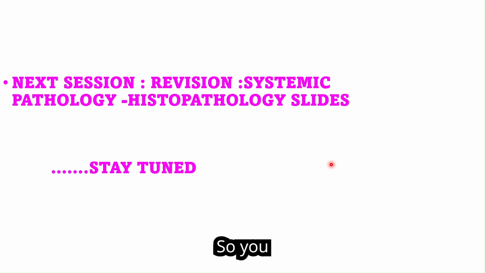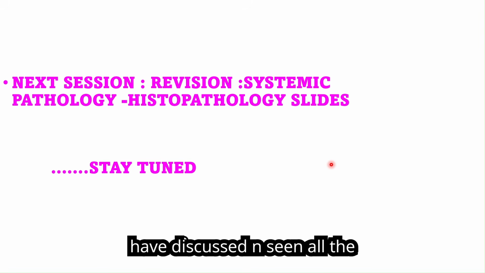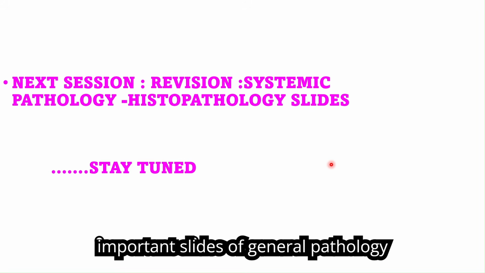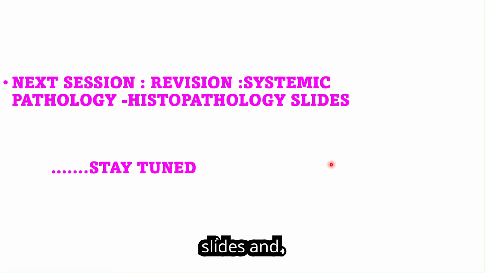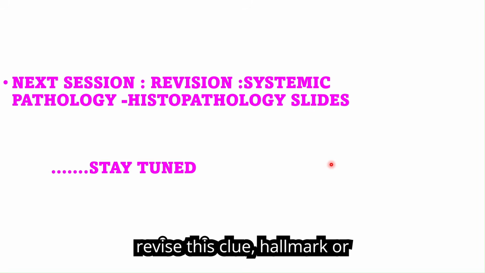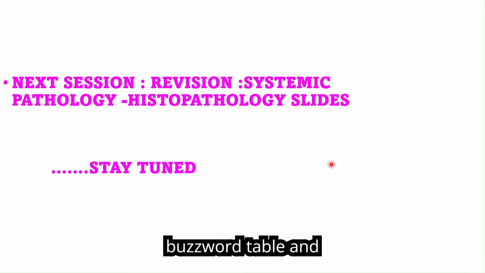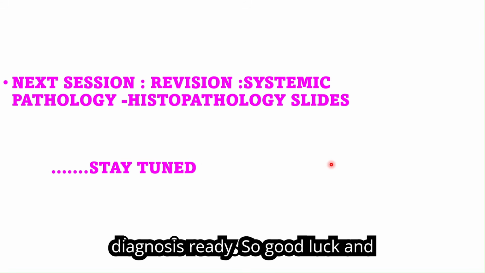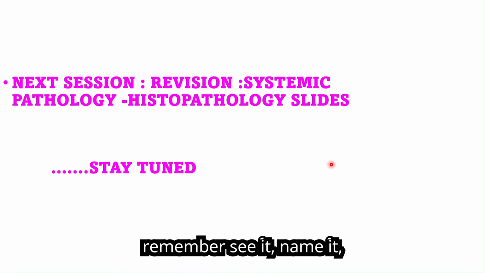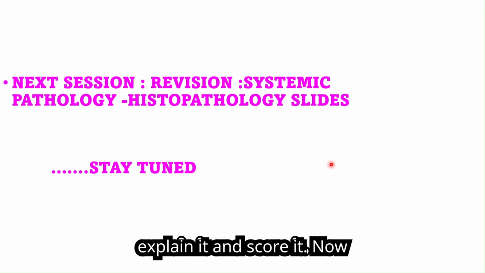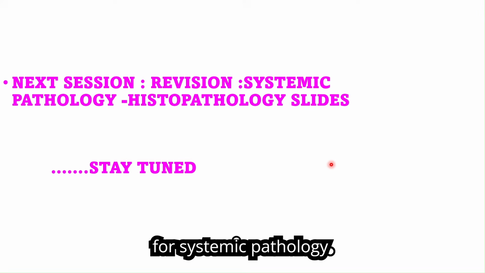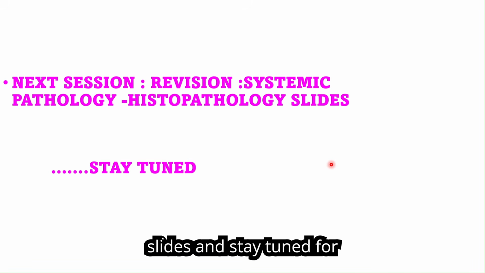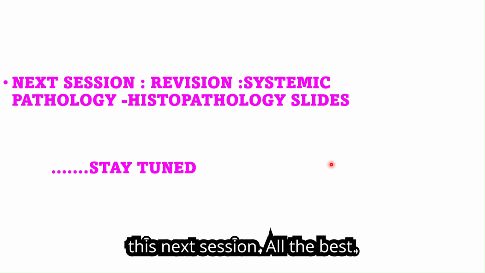So you have seen all the important slides of general pathology, and before your exam, revise this clue, hallmark or buzzword table, and you are not just ready, but diagnosis ready. So good luck, and remember: see it, name it, explain it and score it. Now in the next session we will look at systemic pathology slides, so stay tuned for the next session. All the best.